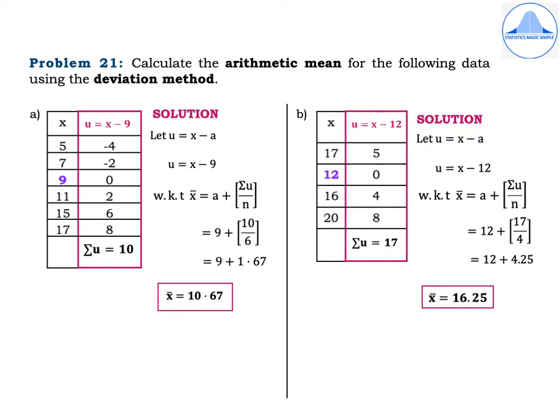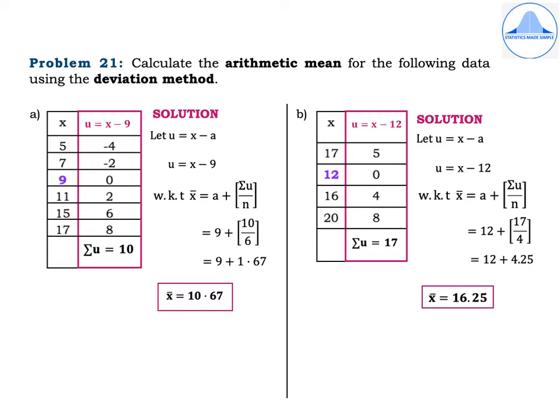Subdivision B. The x values which are given in the first column are 17, 12, 16 and 20. So under solution, start with the deviation method formula. Let u be equal to x minus a. Now in the given data, you don't get the exact middlemost value. So either you can choose a as 12 or you can choose a as 16. Irrespective of whatever value you choose, your final answer for the mean will remain the same.